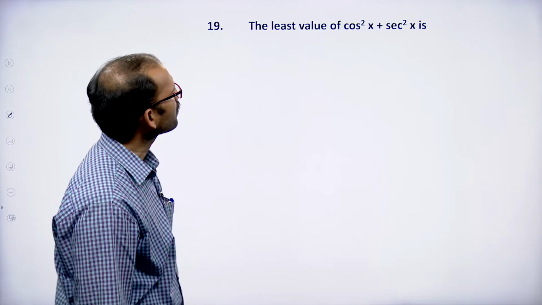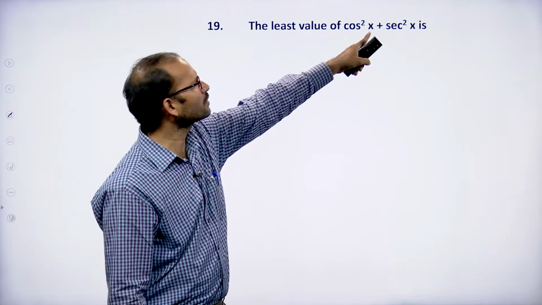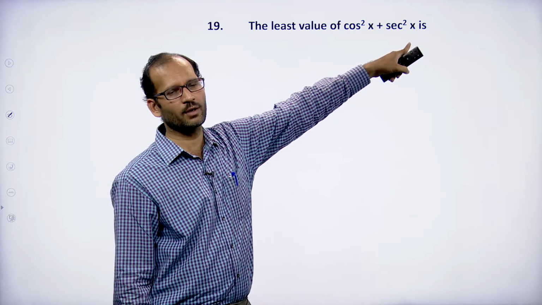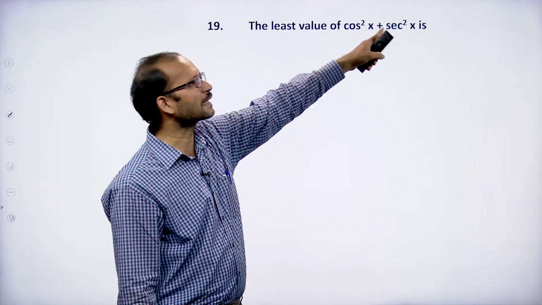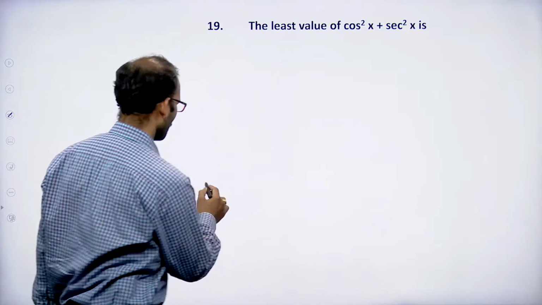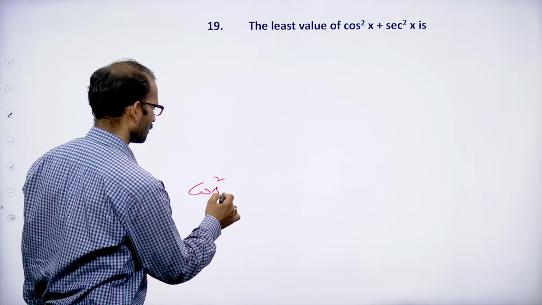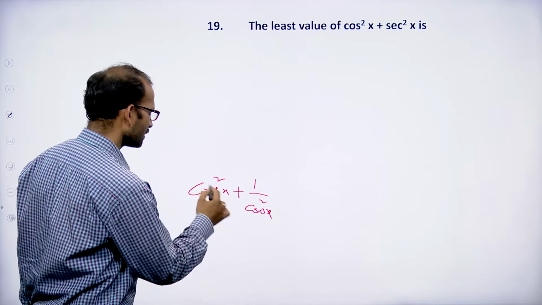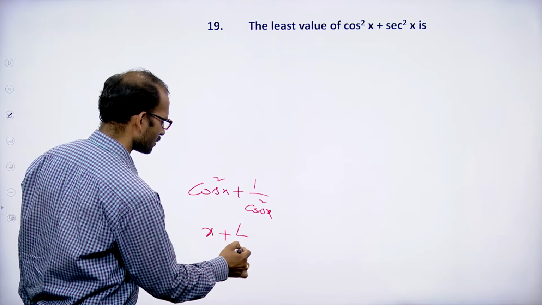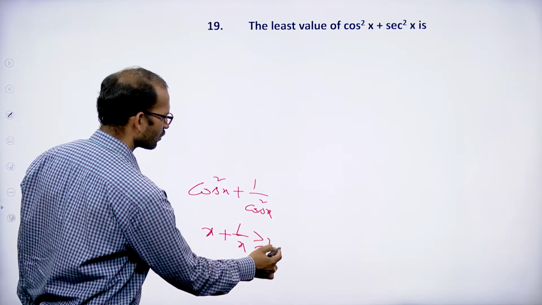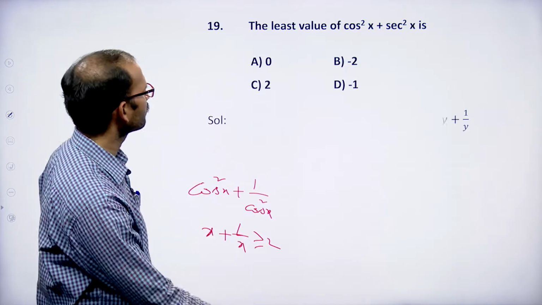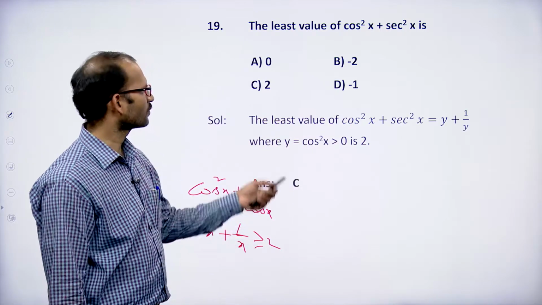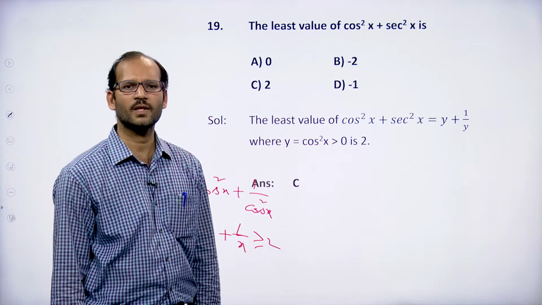The least value of cos square x plus secant square x. See, this is cos square x, this is 1 by cos square x, since secant square x means 1 by cos square x. Is it not in the form of x plus 1 by x? Cos square x plus 1 by cos square x. If you consider this as x, x plus 1 by x is greater than or equal to 2. So the least value is 2. So this is C. Yes or no?